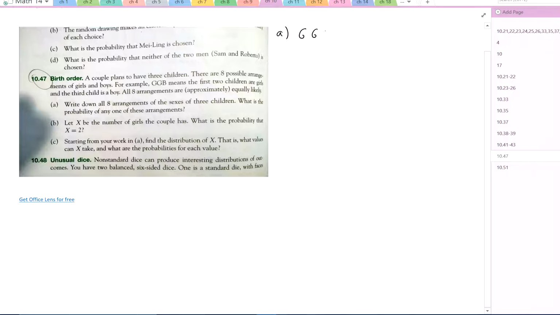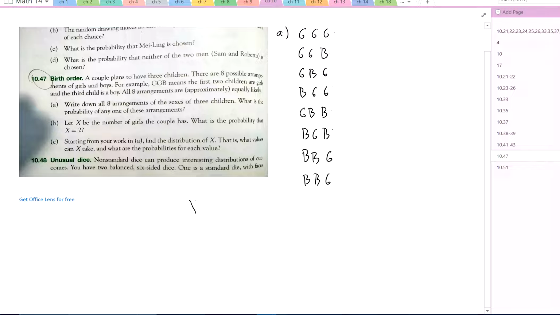Okay, girl, girl, girl; girl, girl, boy; girl, boy, girl. Otherwise, it's easy to get confused, or it just takes longer. So there's all the girls, there's one boy. Now we'll do 2 boys. Girl, boy, boy; boy, girl, boy; boy, boy, girl. And now we'll do 3 boys, or no girls. 1, 2, 3, 4, 5, 6, 7, 8. There's all 8. That would be the sample space.